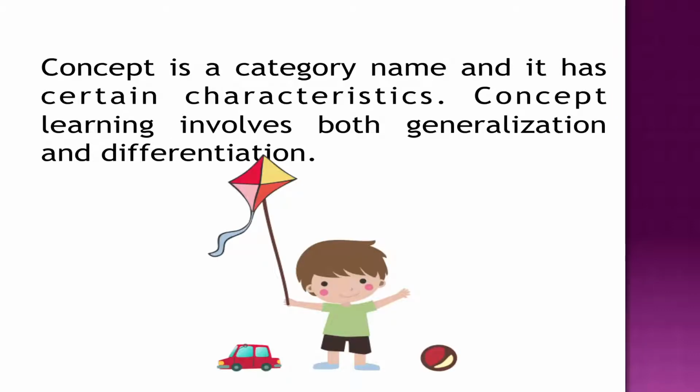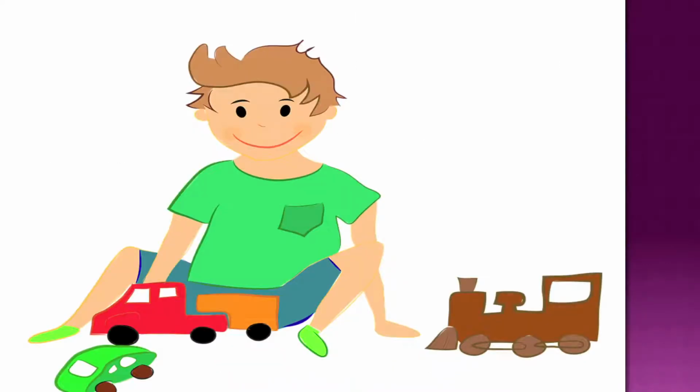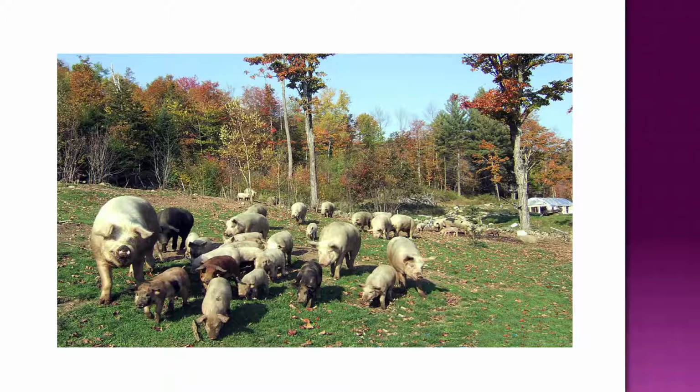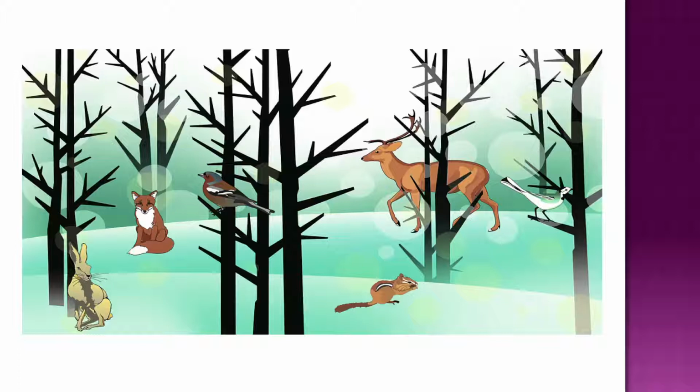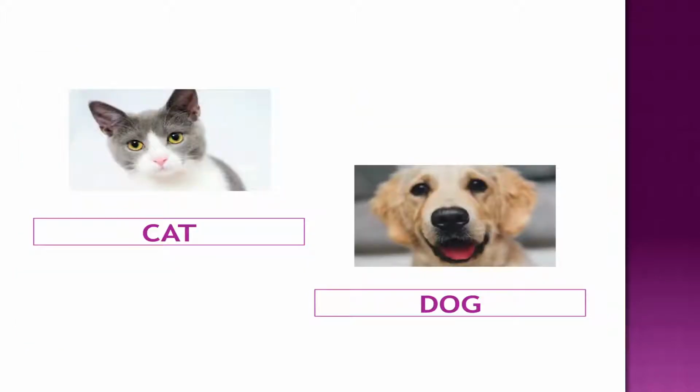Another form of learning is known as concept learning. Concept is a category name and it has certain characteristics. Concept learning involves both generalization and differentiation. An individual learns to distinguish between two or more stimuli which differ in some detail. For example, the child learns what is an animal. Later, the child differentiates between dog and a cat, etc. Thus, an individual learns to make different responses to stimuli from different categories.